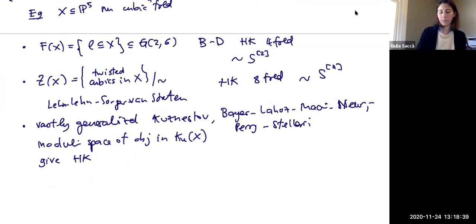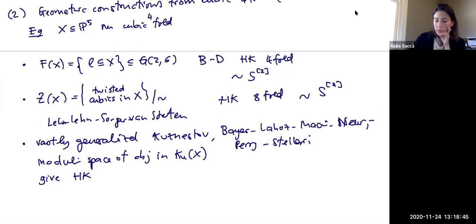And this in particular includes the previous two examples. So the interesting thing here is that, of course, because cubic fourfolds are Fano, they have no holomorphic forms. In particular, they have no symplectic forms.